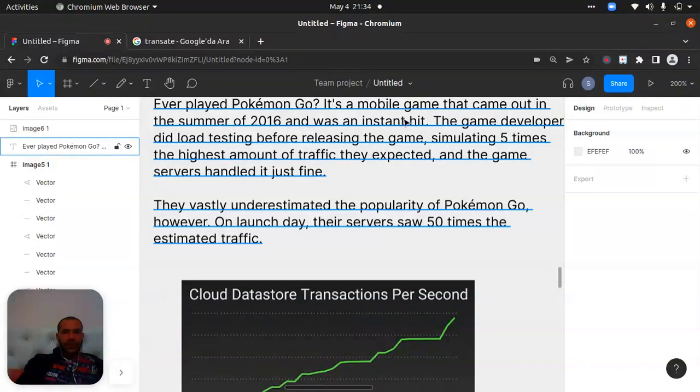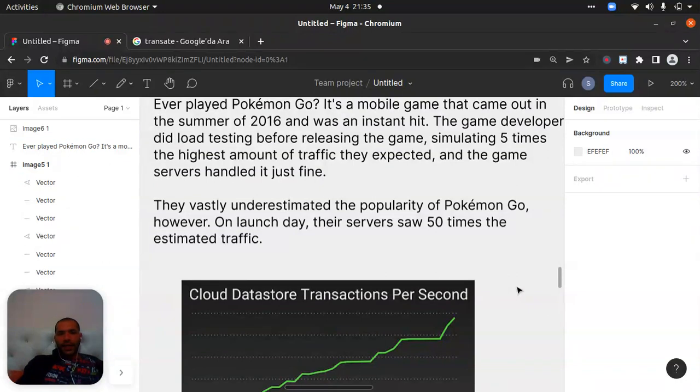Ever played Pokemon Go? It's a mobile game that came out in the summer of 2016 and was an instant hit. If I had it, I would show you. No, I don't have it now. The game developer did load testing before releasing the game, simulating 5 times the highest amount of traffic they expected, and the game servers handled it just fine.